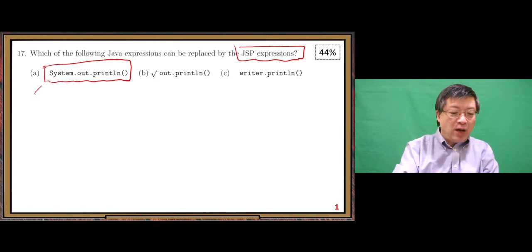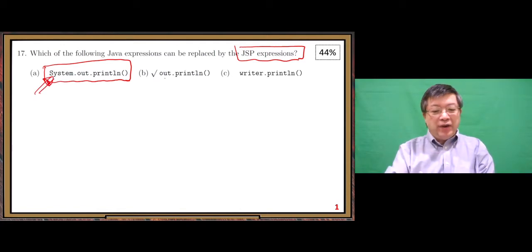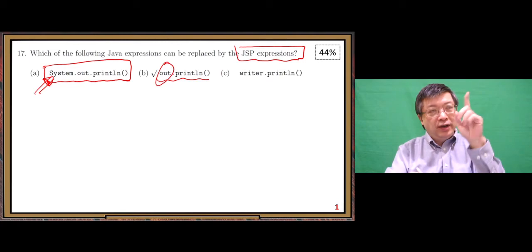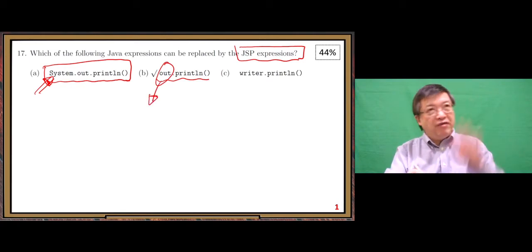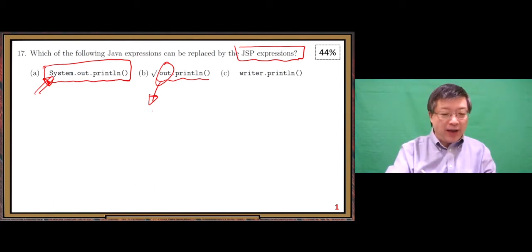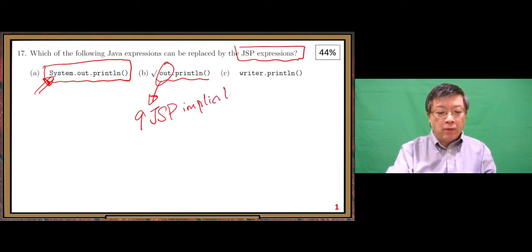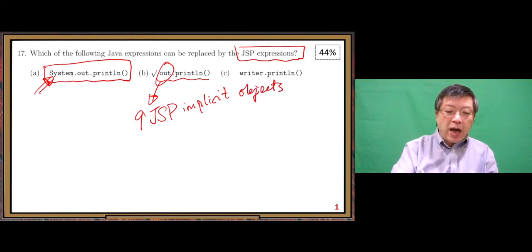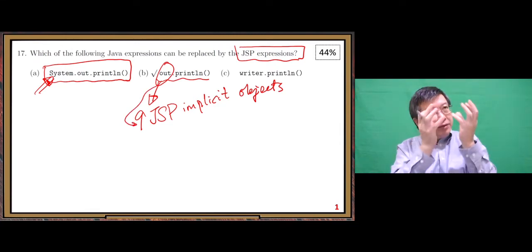So that's for option A, but not for out.println. So what is this out? Recall, we have 9 JSP implicit objects. There are 9 JSP implicit objects, and this out is one of the 9.